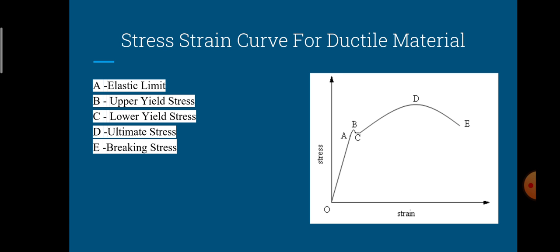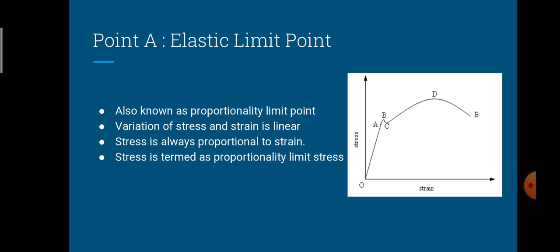So this is a typical stress strain diagram where stress is represented on the y-axis and strain on the x-axis. Here A represents the elastic limit point, B is the upper yield stress point, the lower yielding stress point is C, D is the ultimate stress point, and E is the breaking or the fracture point. Coming to point A, it is the elastic limit point. It is also called the proportionality limit point.